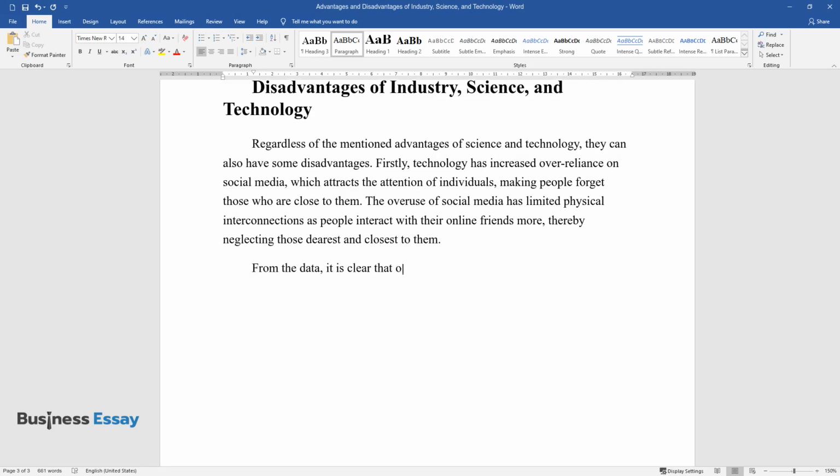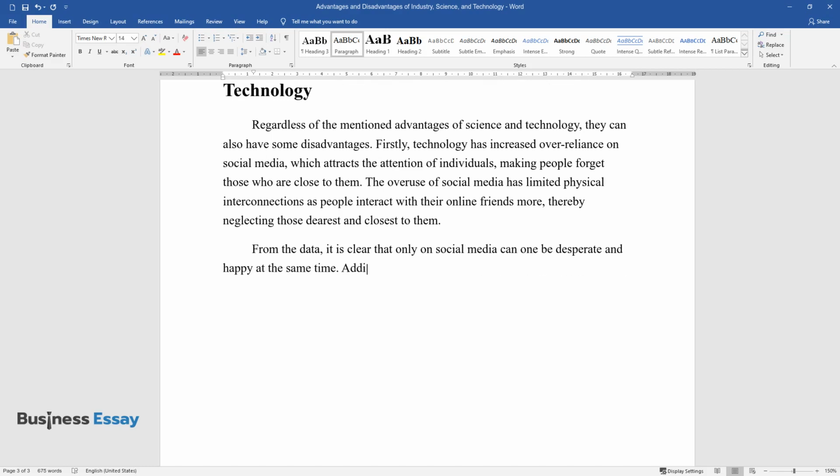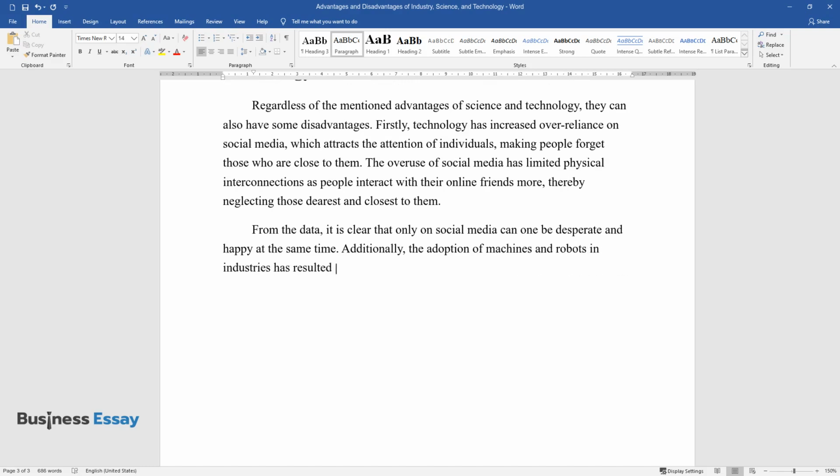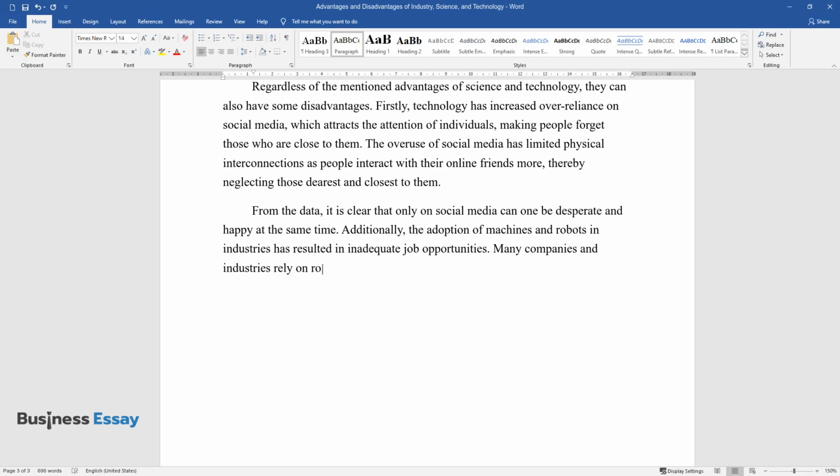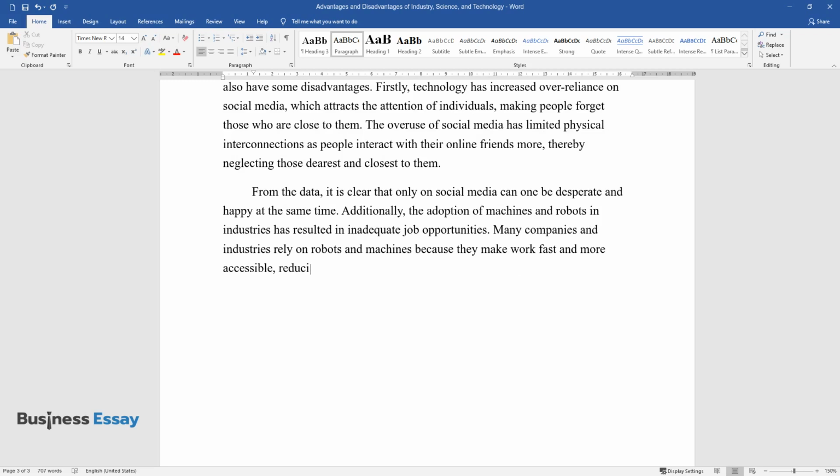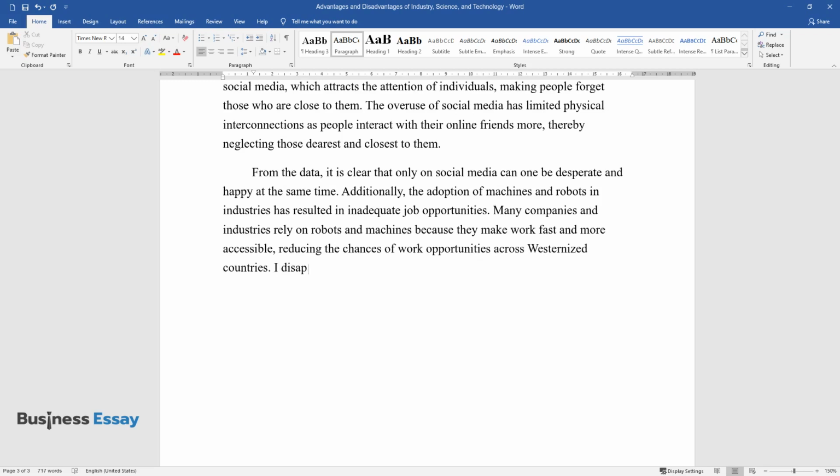From the data, it is clear that only on social media can one be desperate and happy at the same time. Additionally, the adoption of machines and robots in industries has resulted in inadequate job opportunities. Many companies and industries rely on robots and machines because they make work fast and more accessible, reducing the chances of work opportunities across westernized countries.